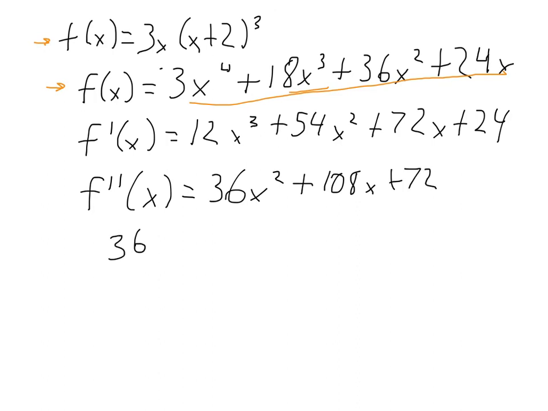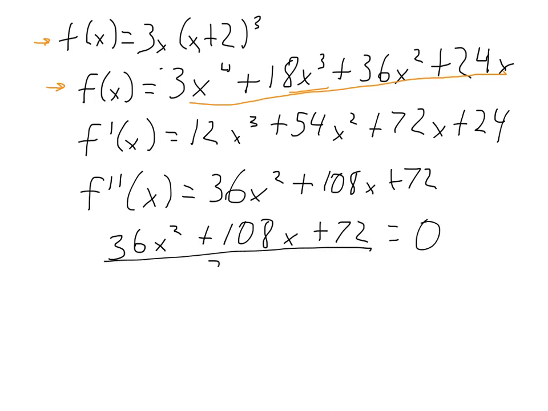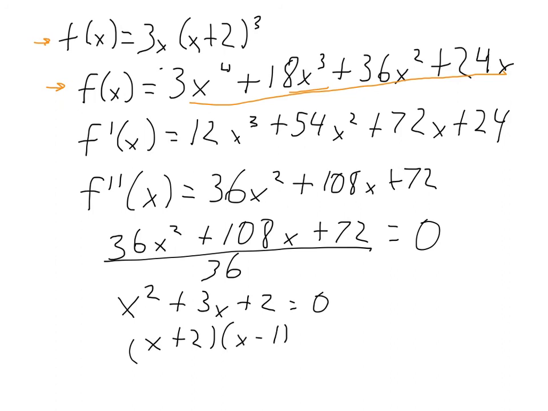We set the second derivative equal to 0. All of this is divisible by 36, which gives us a simple quadratic, x squared plus 3x plus 2. To solve, that factors into x plus 2 times x plus 1, sorry, and our possible points of inflection are going to be at -2 and -1.